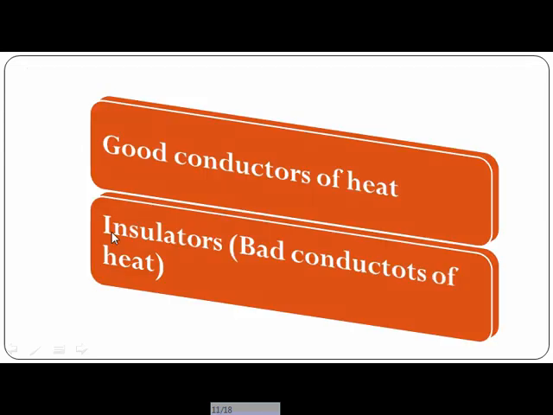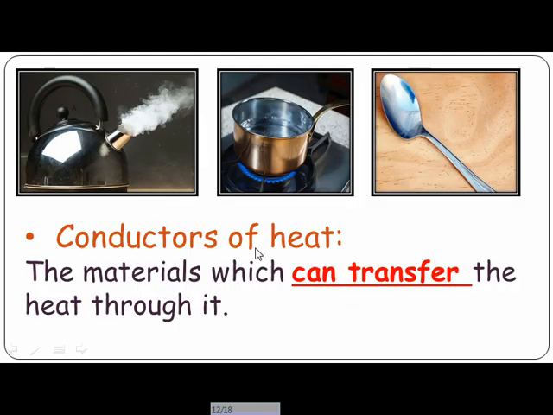According to those examples, we can classify or divide the materials around us into two groups: good conductors of heat, or insulators, bad conductors of heat. The good conductors of heat are materials which can transfer the heat through them. Okay? So conductors of heat can transfer, transport, or deliver the heat through them.